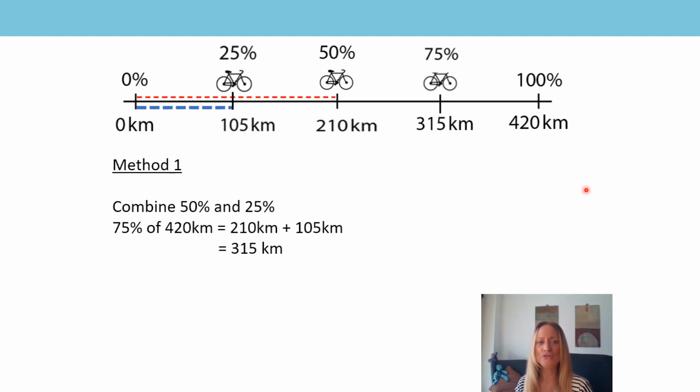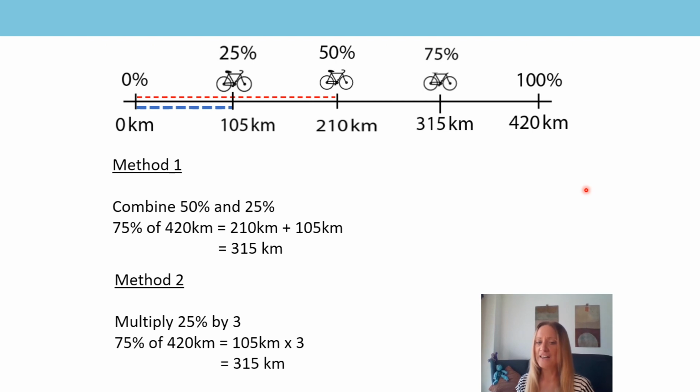I'm wondering if anyone looked at it differently, because that's one way of doing it. Perhaps some of you said, well, I can find 3 lots of 25% because it's 3/4, and that's what it means. If 1/4 is 105 kilometres, then 2/4 is a half and would be 210 kilometres, and 3/4 would be 315 kilometres because it's 3 lots of 105 kilometres. Brilliant. So a couple of different ways we could find it there.